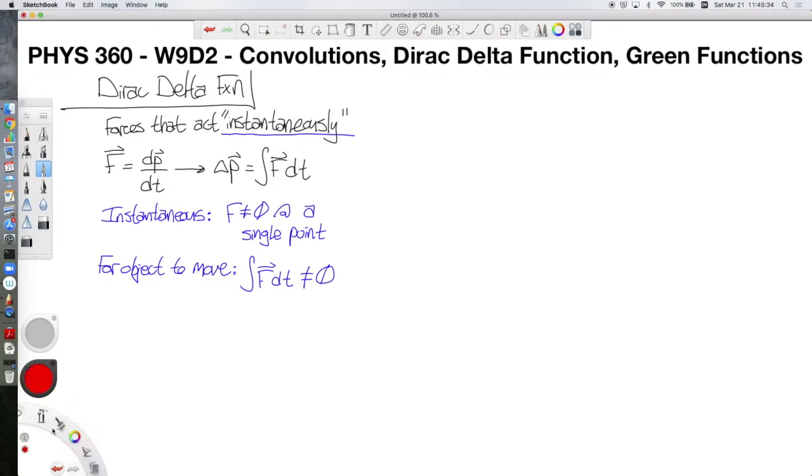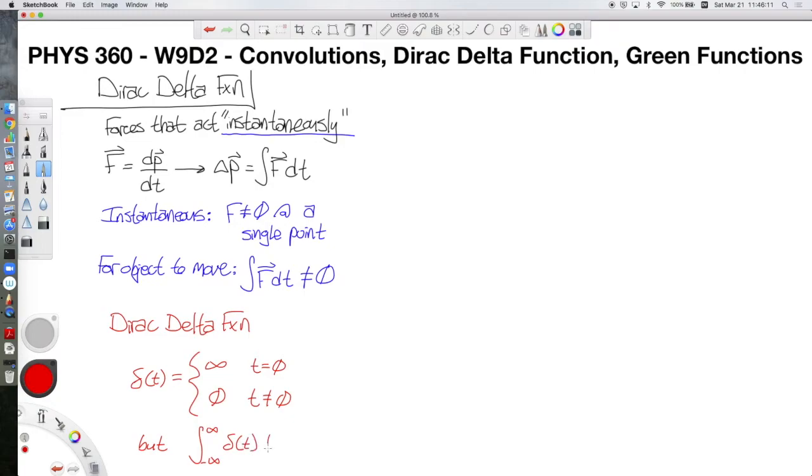And this is our Dirac delta function. It is defined as delta of t is infinity when t equals 0, and 0 for every other value of t. But with the additional property that the integral from negative infinity to infinity of the delta function over time is defined to be 1.